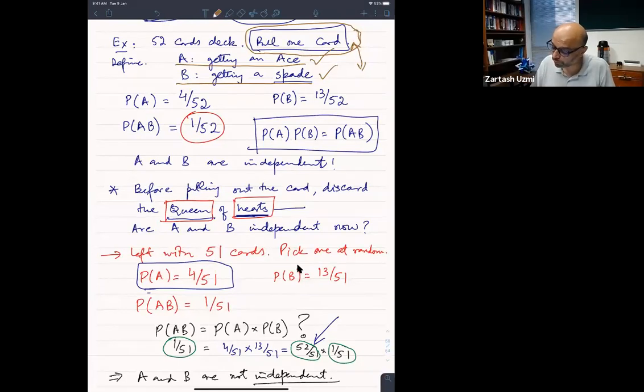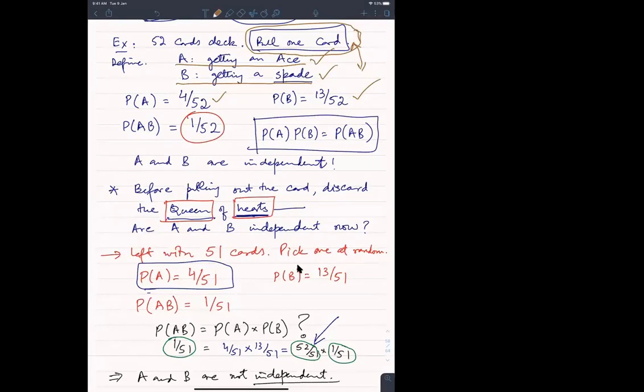Probability of A is 4 out of 52, probability of B is 13 out of 52. And again, this is just one card. These are not two cards. This is just one card here. Okay? Okay, sir. I got it.